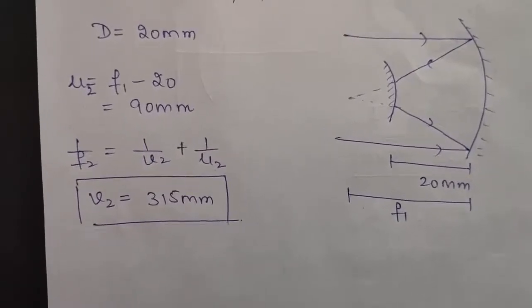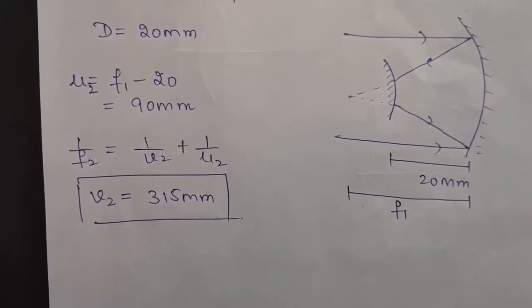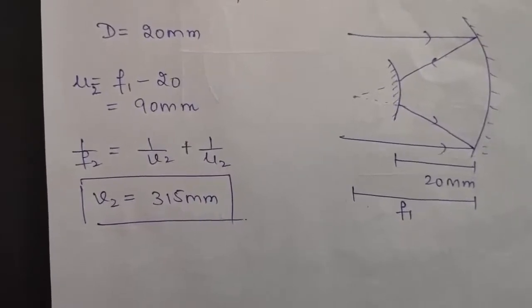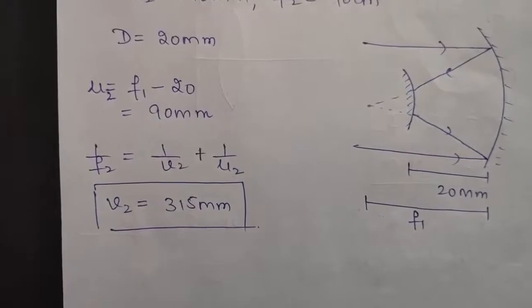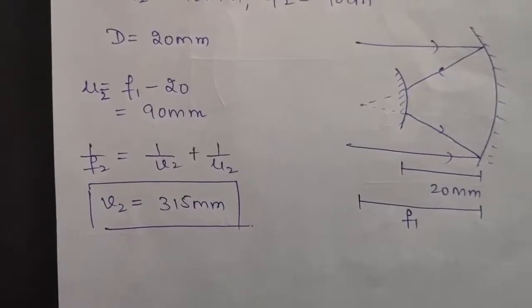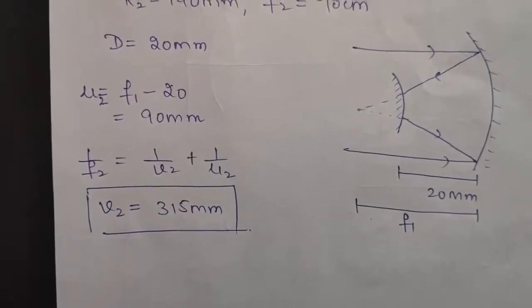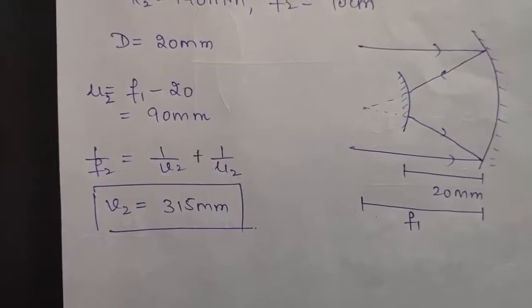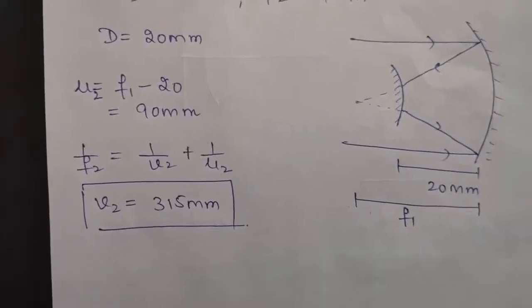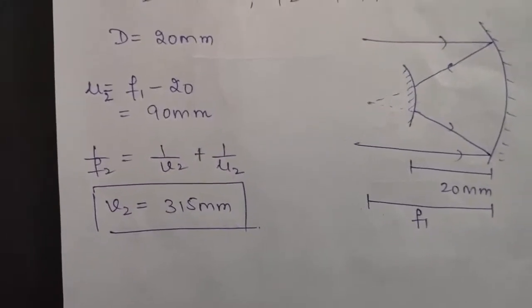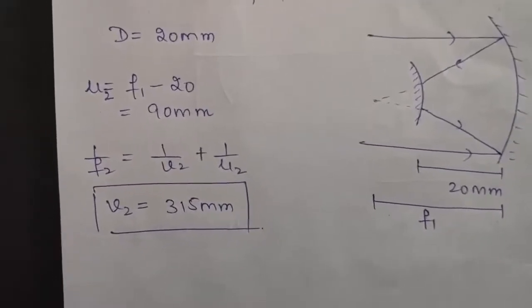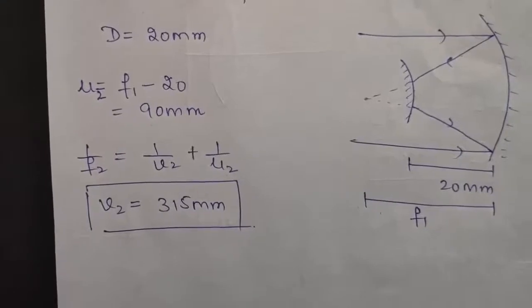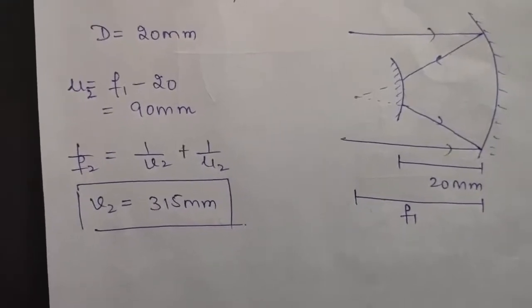So always remember all the formulas. For mirrors, focal length is R by 2, and for lenses, we will be using the lens maker's formula. For mirrors, you have the mirror formula, 1 upon f is equal to 1 upon v plus 1 upon u, and for lenses you have the lens formula, 1 upon f is equal to 1 upon v minus 1 upon u. Now let us discuss the next question, that is question number 37.